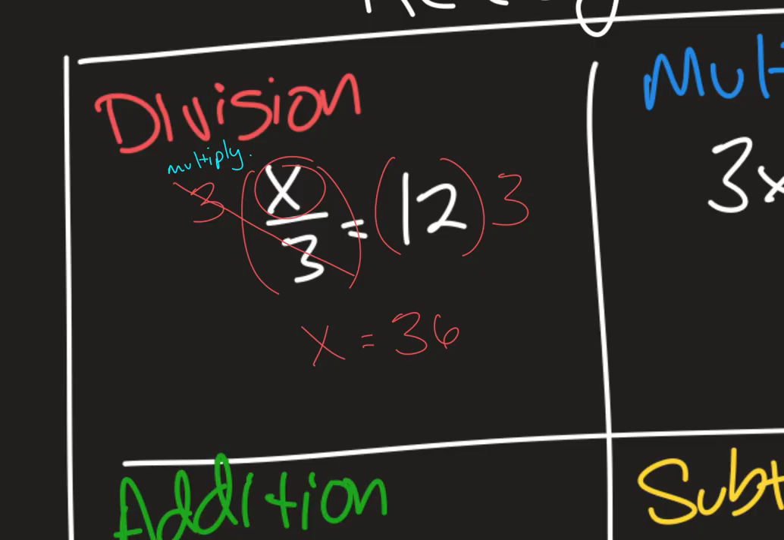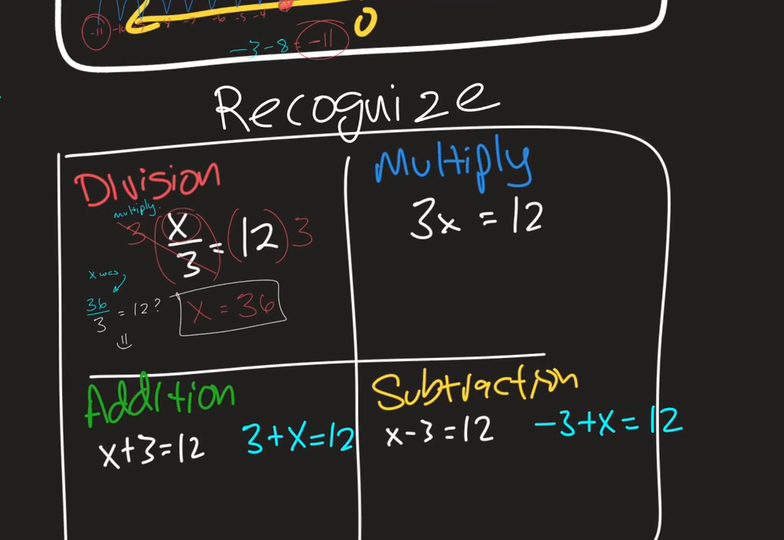And here's how you can check yourself. 36 is what x was, right? Now we know what x is. We don't have to write x. And then it's going to be divided by 3. Does that equal 12? Yes. Yes, it does. So we're done with that. Let's go over to this multiply one.